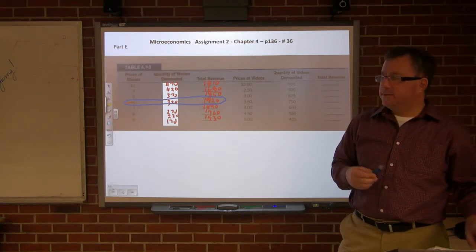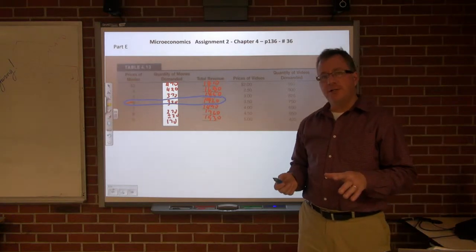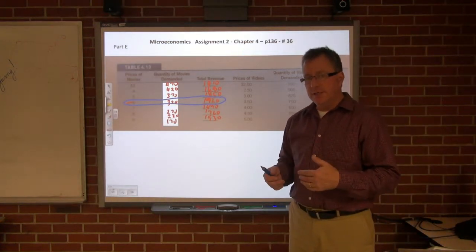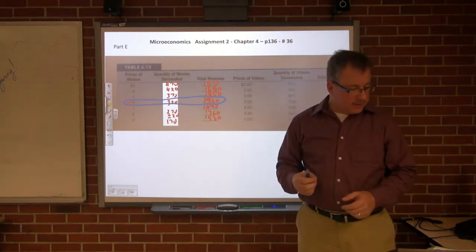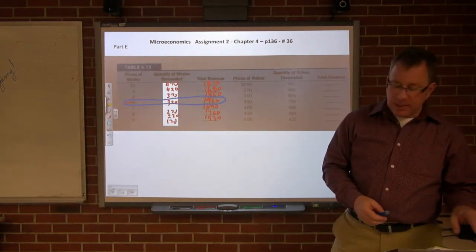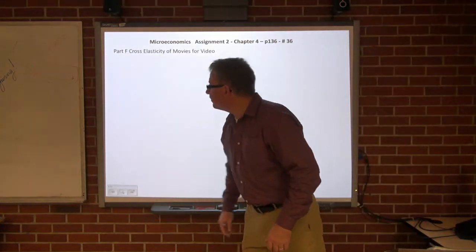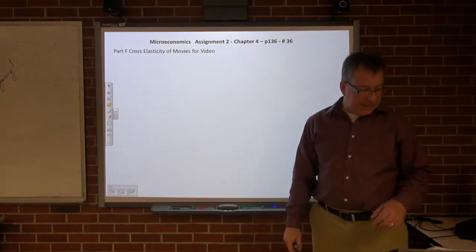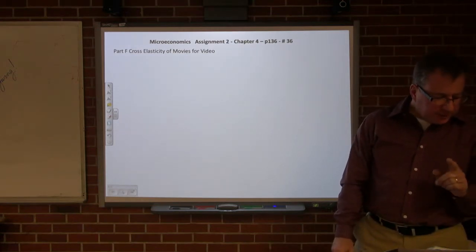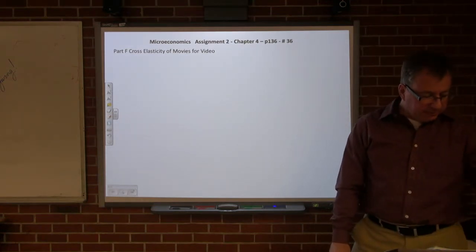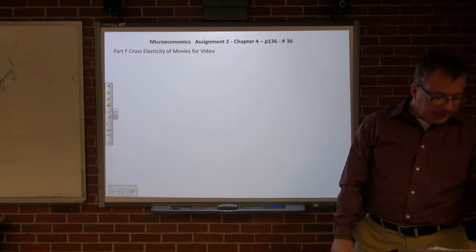So those sections there should be pretty straightforward. Where students run into some problems deals with the cross-elasticity issue. And the next question deals with cross-elasticity. Part F deals with cross-elasticity, and it says, given the circumstances in E, so again, we refer back to E, what's the cross-elasticity of movies for videos? What does this say about the relationship between the two products?